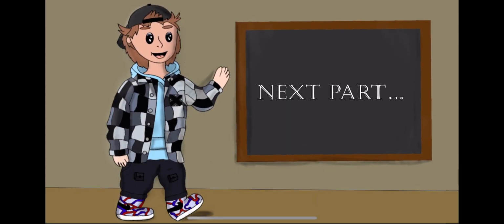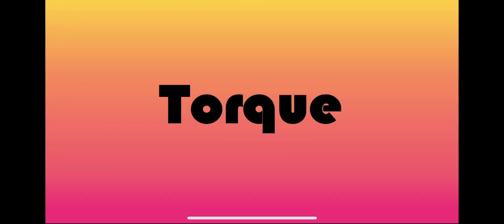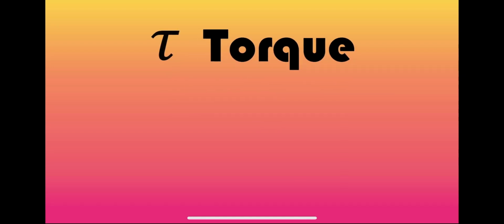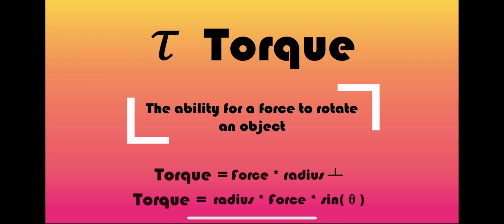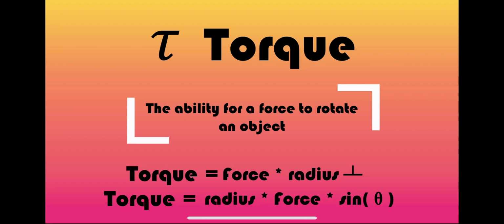Now that we've discussed how rotational motion occurs, let's talk about why rotational motion occurs, which is a great segue into my favorite part of rotational motion, torque. Torque is the ability for a force to rotate an object. It is indicated by the Greek letter tau. Typically measured in Newton meters or foot-pounds for us Americans, the torque is equal to the radius times the force times the sine of theta, or the angle at which the force is applied. It can also be written as the moment arm, also referred to as the lever arm, times the force.